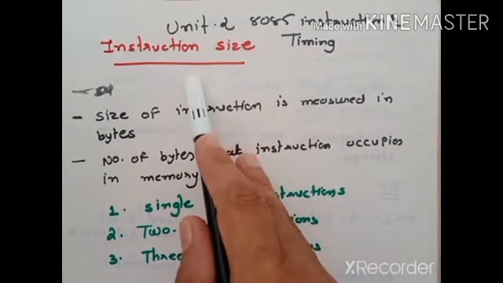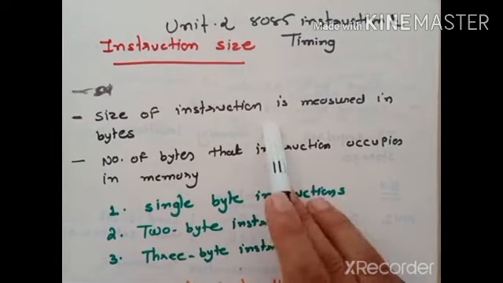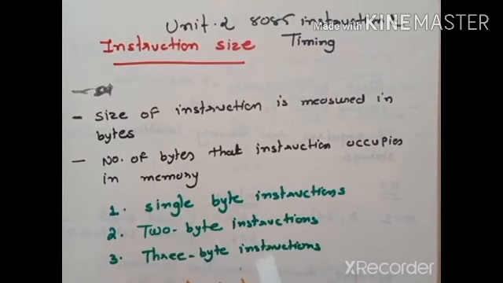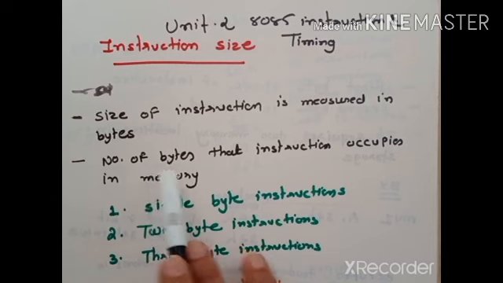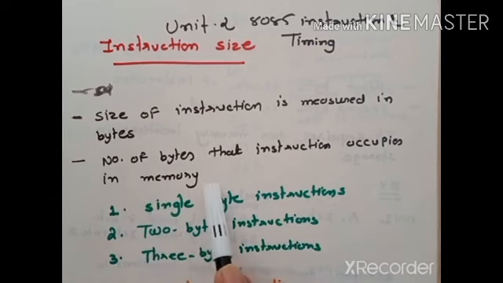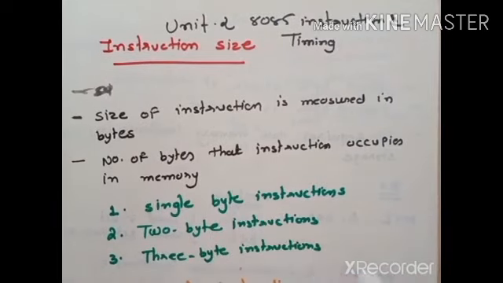So first of all, let us start with instruction size. The size of an instruction is measured in bytes, that is, the number of bytes the instruction occupies in memory. According to byte size, instructions are divided into three parts: first, single byte instruction; second, 2 byte instruction; and third, 3 byte instruction.